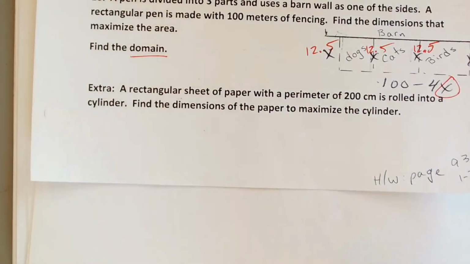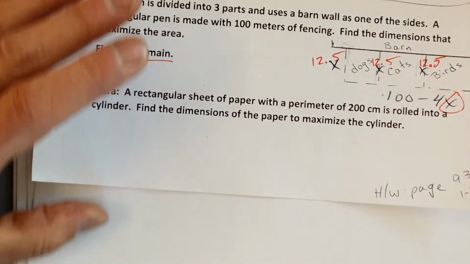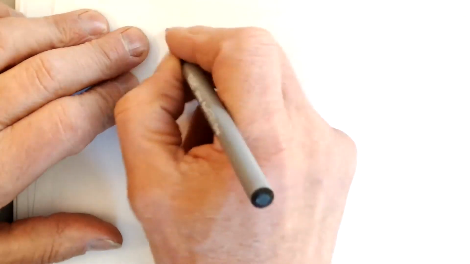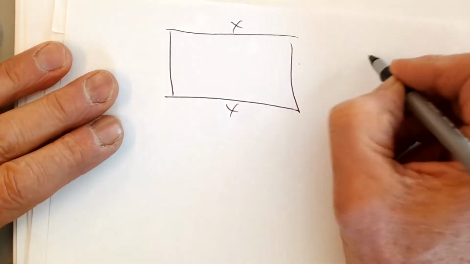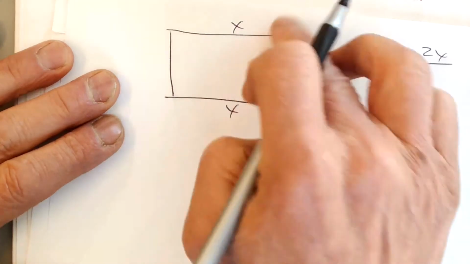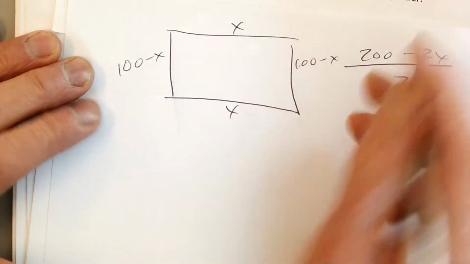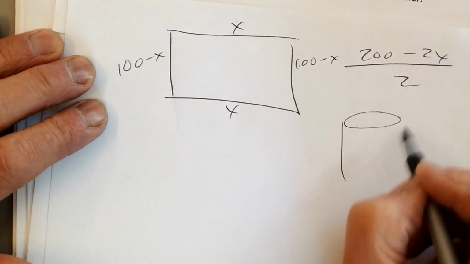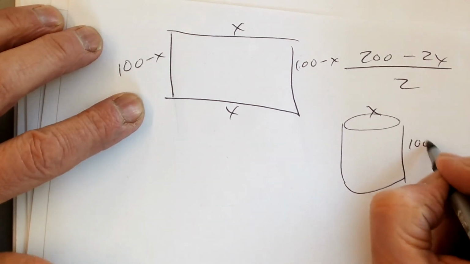And then finally on the extra, we did a little bit of that problem in class. I will set you up on this one, and I'll let you do it. Get a rectangular sheet of paper, and it can be any shape, and again, it depends on how you roll it. It has a perimeter of 200, so let's put x here, x here. If I go 200 minus 2x, I'd have to divide that by 2 to put some here and some here. So I have 100 minus x and 100 minus x. If I roll it together like a jelly roll, the cylinder would have a circumference of x and a height of 100 minus x.